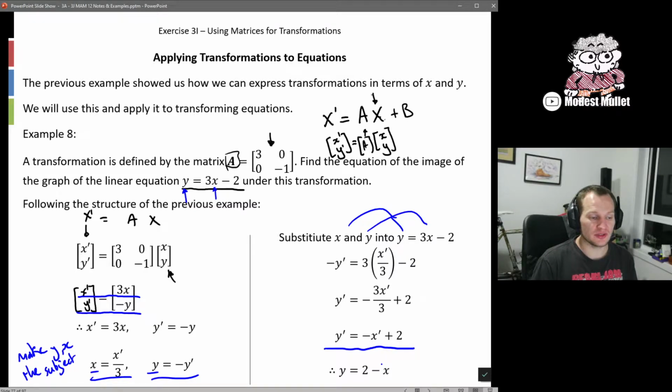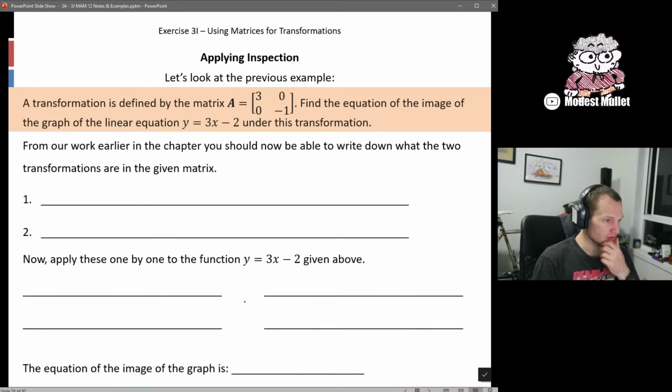We can still do this with inspection and replacement. And I certainly suggest, again, inspection is generally quicker. If you're really tied to the dash method, that's completely fine. But if we want to have a look at inspection, it's that little bit more efficient. So it's the same problem. Transformation defined by the matrix A. Find the equation of the image of the graph of the linear equation y equals 3x minus 2 under this transformation. Well, this is just a dilation and translation matrix that we can look at.